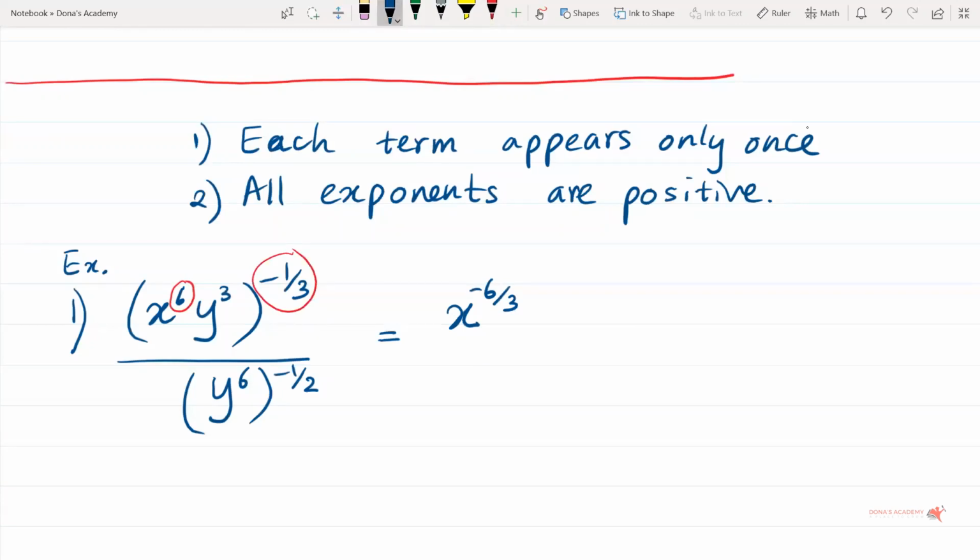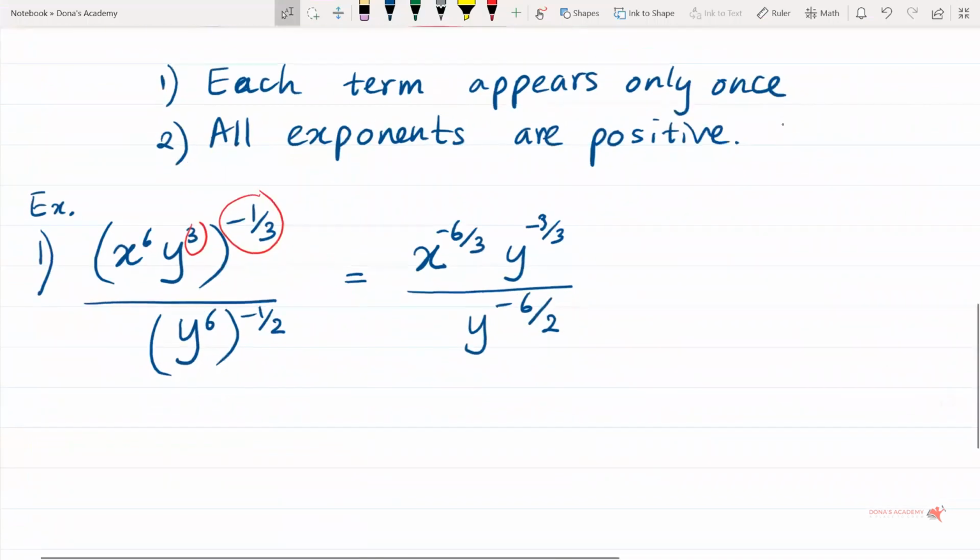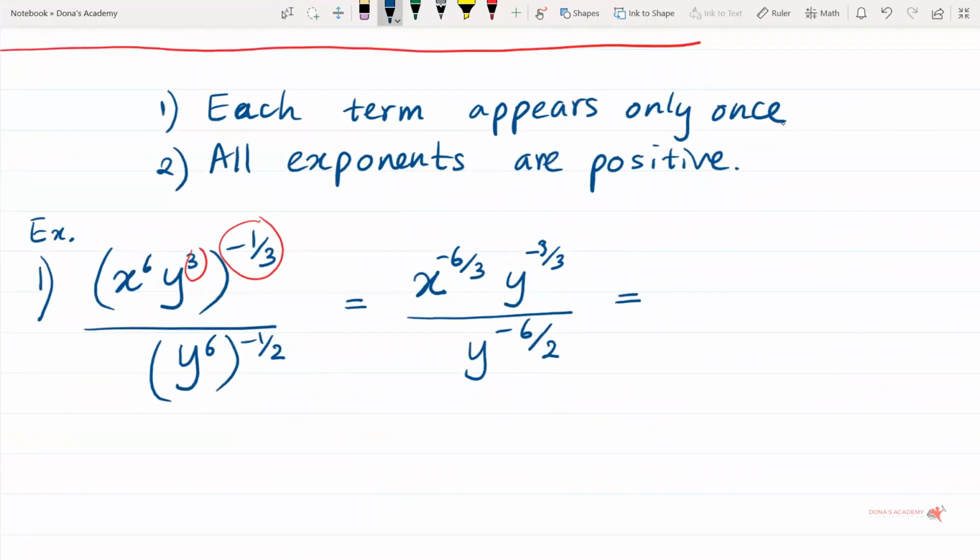And for y I do the same. I am multiplying this by this. Then I get negative 3 divided by 3. And similarly in the bottom I have this. Now this equals x to the power negative 2, y to the power negative 1, y to the power negative 3. Still it doesn't satisfy these conditions, right? We can see y in two places and all of these powers are negative.